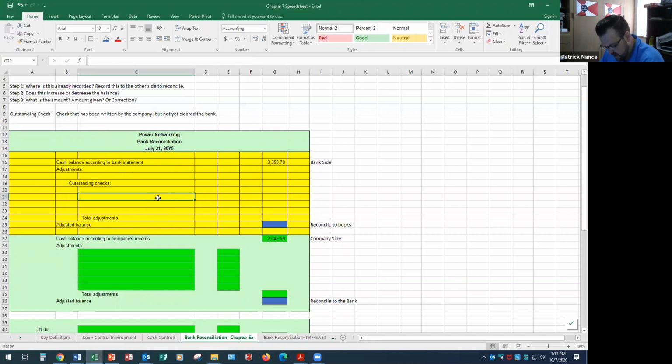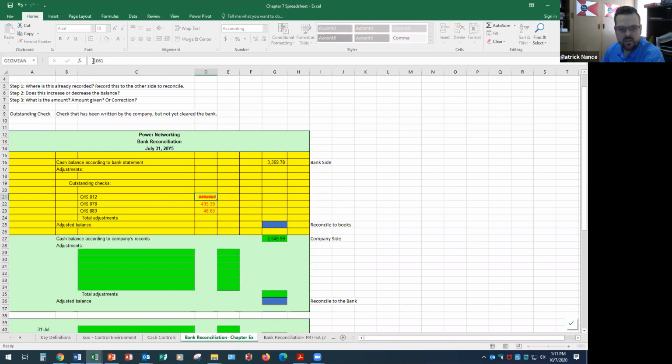So I'm going to go ahead and put my outstanding checks, and I have 3 of them, and these are listed in the book on page 352. Outstanding check 812, outstanding check 878, and outstanding check 883. And it gives me the amounts 1,061, 435, 39, and 4860.